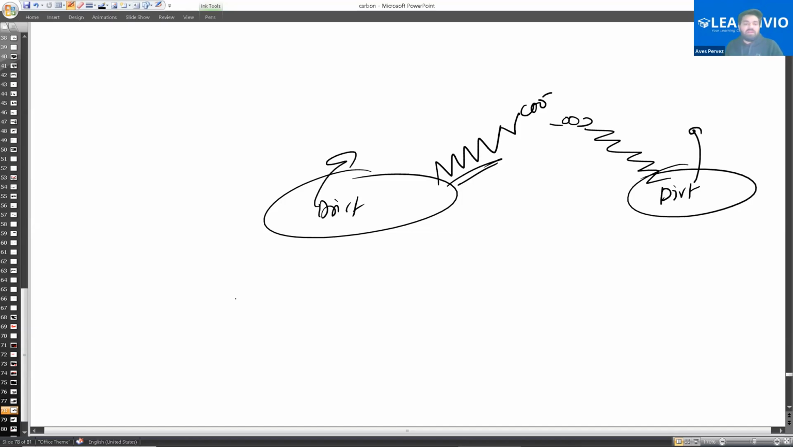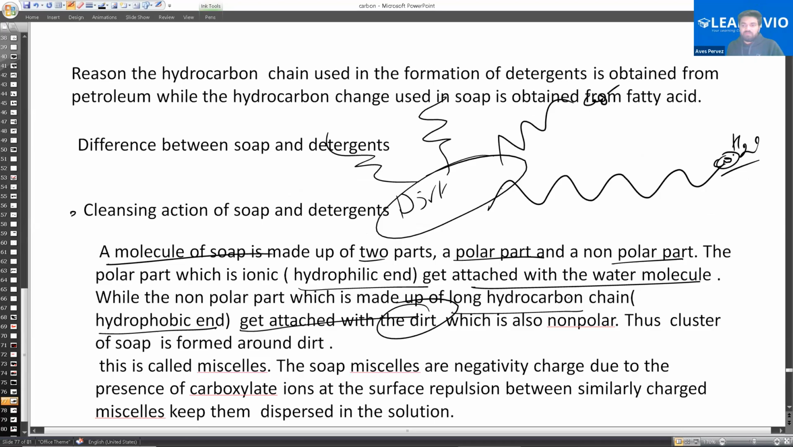Here it is written that the cluster forms and the soap micelles are negatively charged due to the presence of carboxylate ions. The COO minus ion is called the carboxylate ion. At the surface, the repulsion between the similarly charged micelles keeps them dispersed in the solution. You understood?